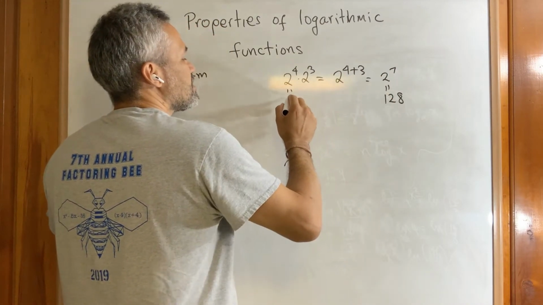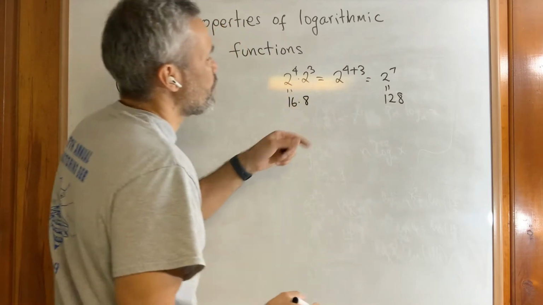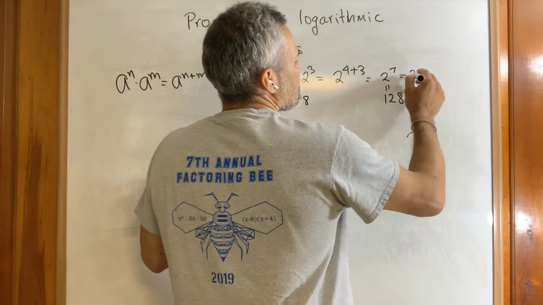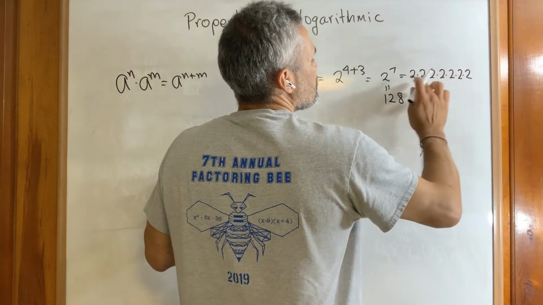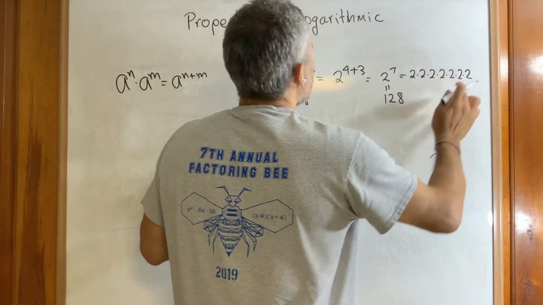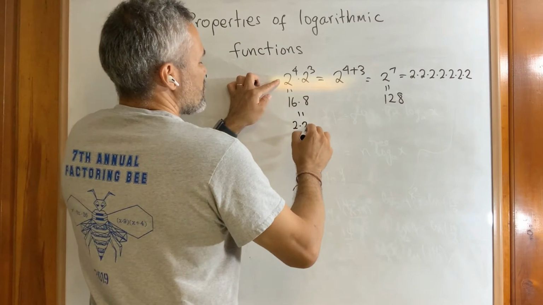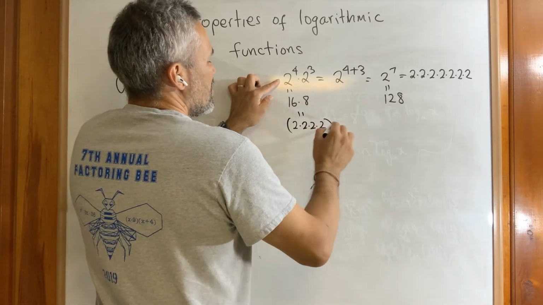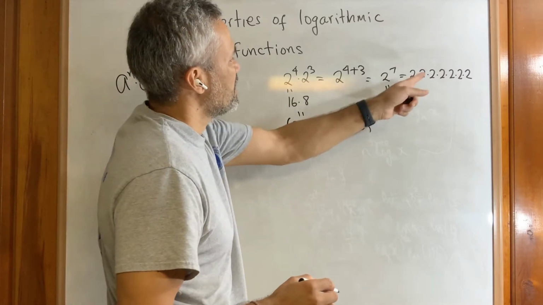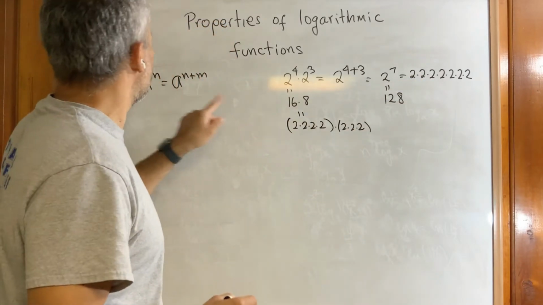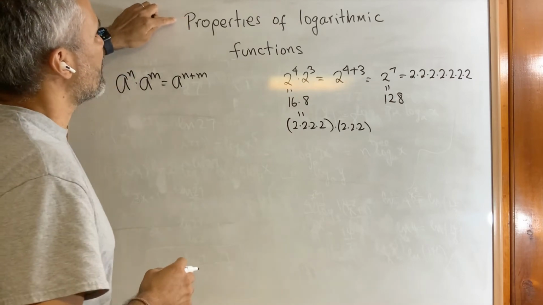And this is 16 times 2 to the 3, which is 8. We can check that this is true. Actually, this is just 2 times 2 times 2 times 2 times 2 times 2 times 2. 1, 2, 3, 4, 5, 6, 7. And this part is just 2 times 2 times 2 times 2 times 2 times 2 times 2. 2 to the 4 times 2 to the 3 is 2 to the 7. Very evident. And we will see that this goes with a property for a logarithmic function.